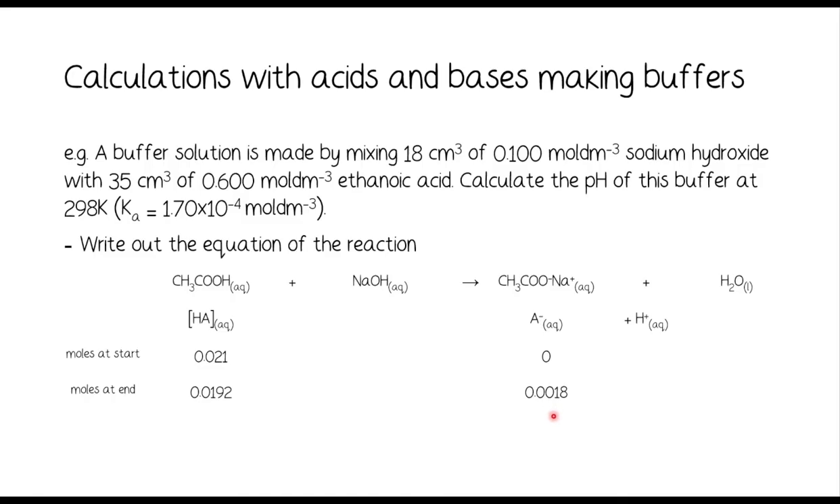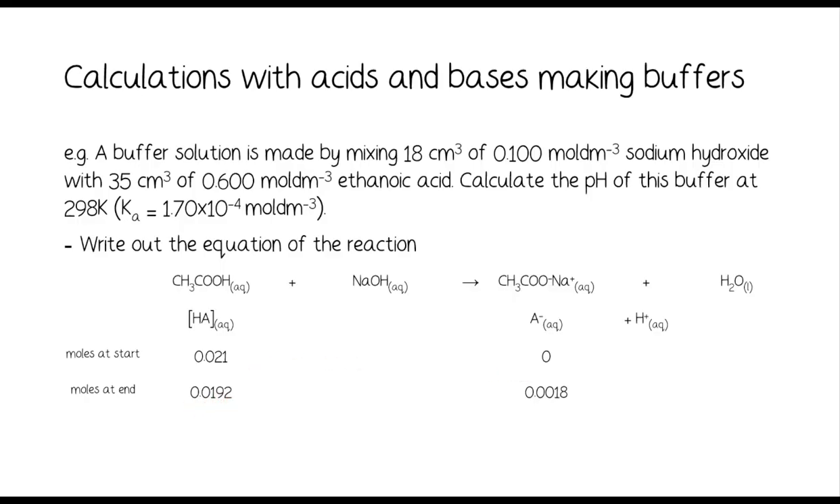Now that we've made 0.0018 moles of salt, the acid that makes up the salt must have come from here. So this actually drops by 0.0018. So the moles of acid at the end is the moles at the start take away the amount of A minus made. So now we're left with 0.0192 moles.